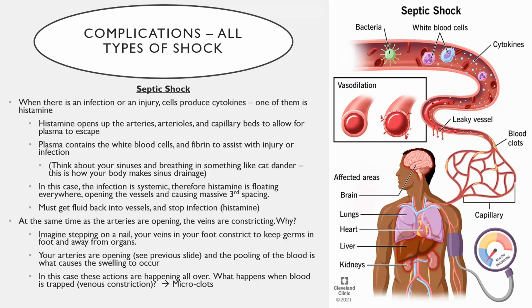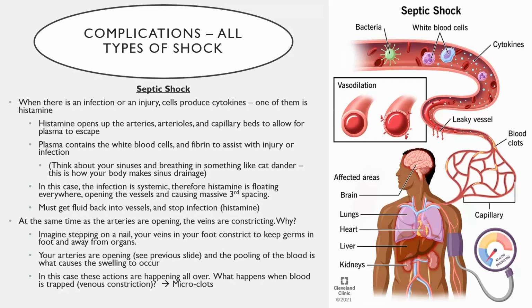So think about your sinuses and breathing. When you breathe in cat dander, this is how your body makes that drainage. So you get all of that vasodilation and the stuffy nose, and then the mucus production, because you got lots of white blood cells going to the site. You get the histamine response, you get the plasma leaking with all the white blood cells, which causes the mucus production, and then bam, you can't breathe.